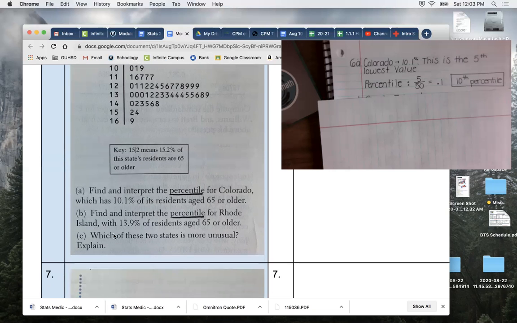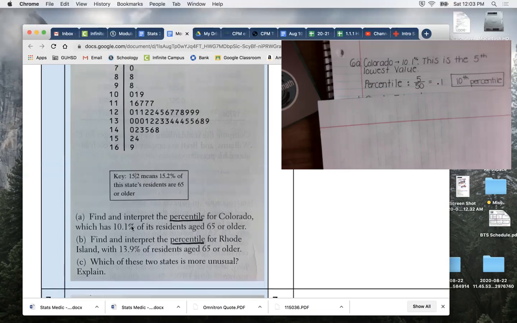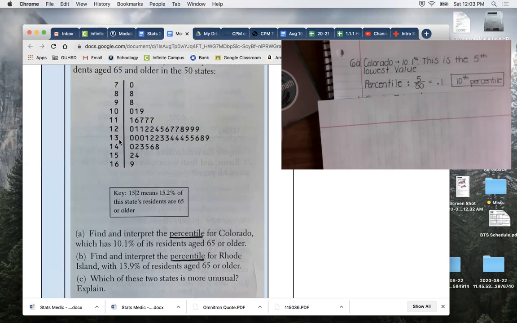In B, it says, find and interpret the percentile for Rhode Island, which has 13.9% of its residents. So 13.9 is that guy right there. That value right there is Rhode Island. So what I did is I counted how many were below Rhode Island. We have 1, 2, 3, 4, 5, 6, 7, 8, 9, 10, 11, 12, 13, 14, 15, 16, 17, 18, 19, 20, 21, 22, 23, 24, 25.